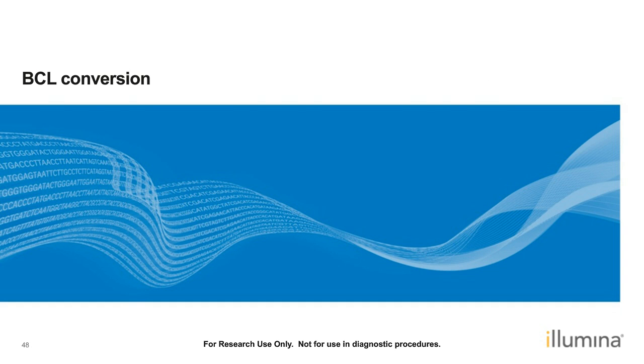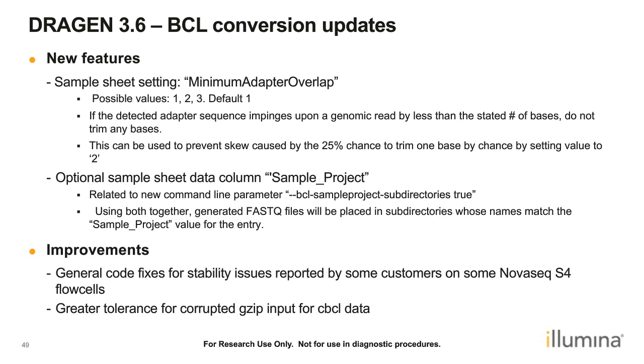Just a couple of updates to the BCL conversion. If you're using DRAGEN today to do the hardware accelerated BCL conversion, we have a new feature called minimum adapter overlap. This is regarding the case where the last base sometimes gets trimmed or clipped, and the skew is possibly a 25% chance, because one of the four bases gets trimmed at the end. This was fed back to us by one of our customers, who wanted the option to keep that last base and not trim it. So we have a setting now that will prevent that from happening.